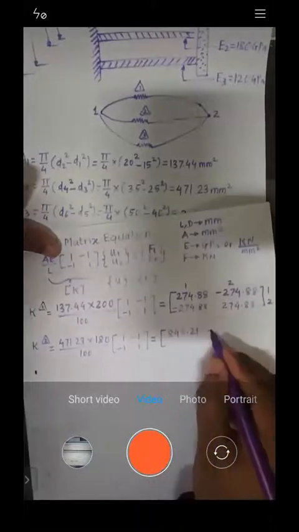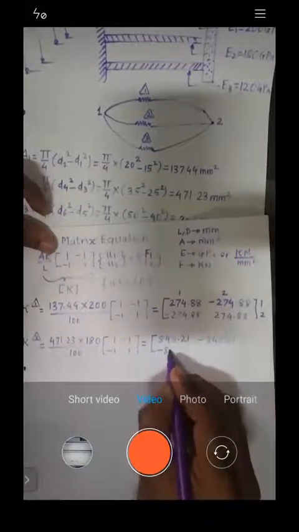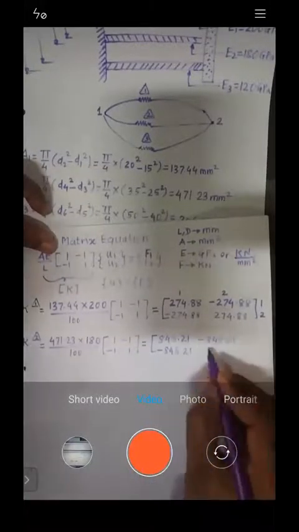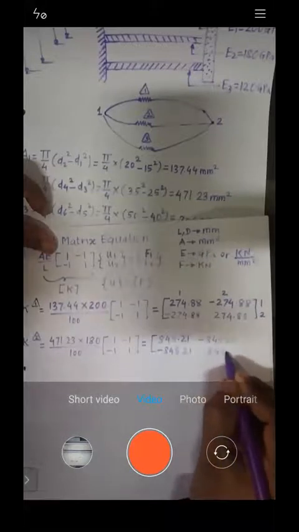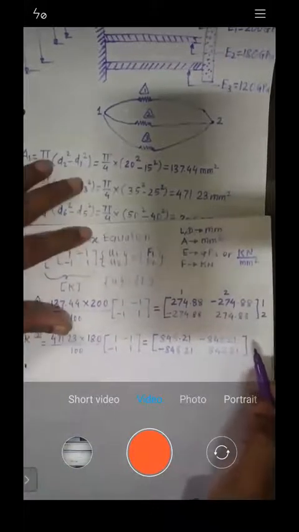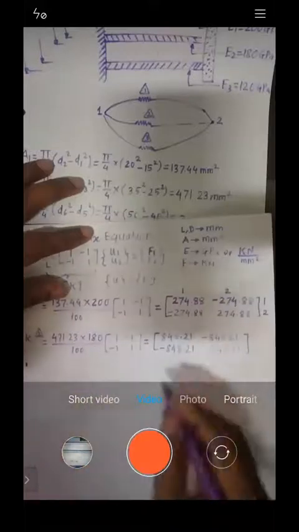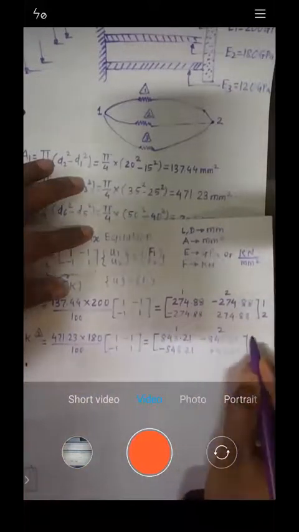848.21, right? This is minus 848.21, this is minus 848.21, and this is again 848.21. Now see, if you see element number 2, again, it is between the same node 1 and 2, because every element is between the same node 1 and 2, right? Clear? Is it okay? Now go for stiffness matrix of element number 3.